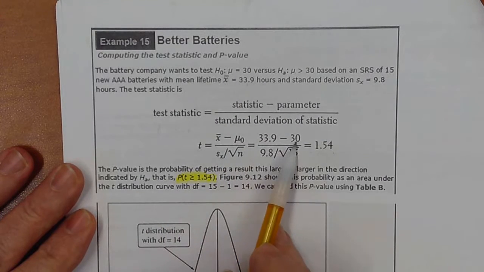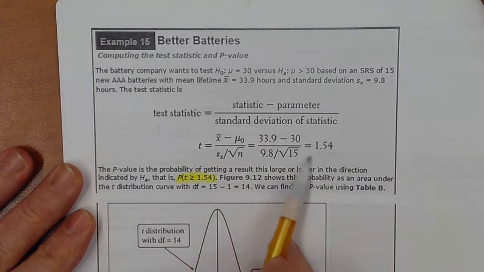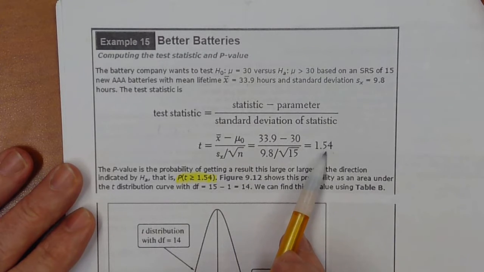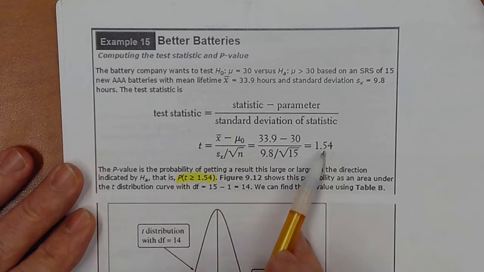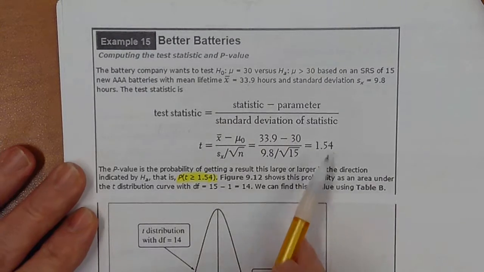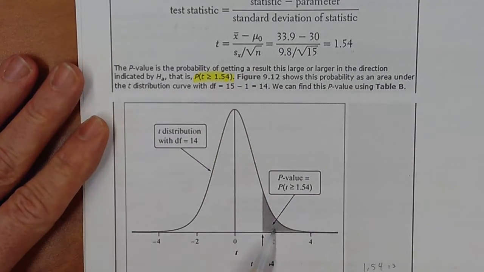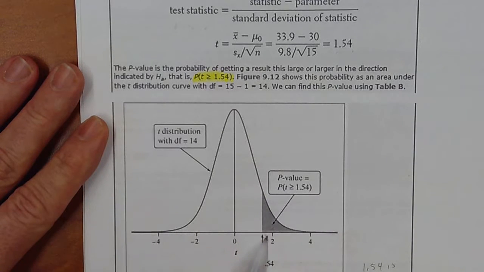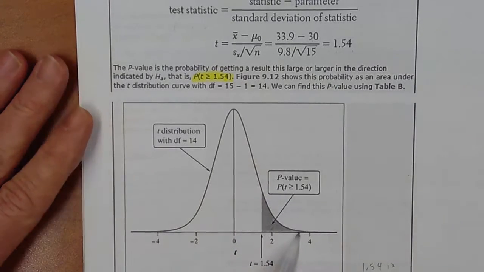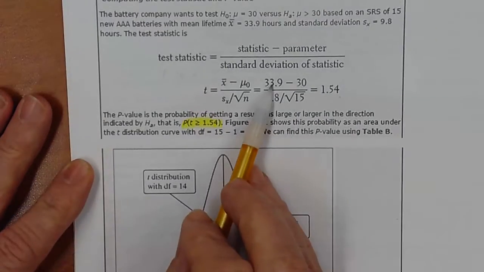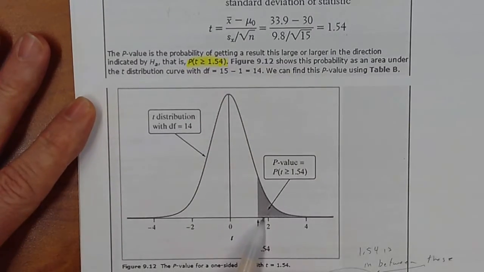Sample mean minus 30 divided by the standard error, we get 1.54. Okay, so that's the t test statistic, 1.54. We need to find the shaded area, right? That's what the p-value is. What's the likelihood of getting a test statistic of 1.54 or higher? It's standardized, right? This also means 33.9 hours or higher.